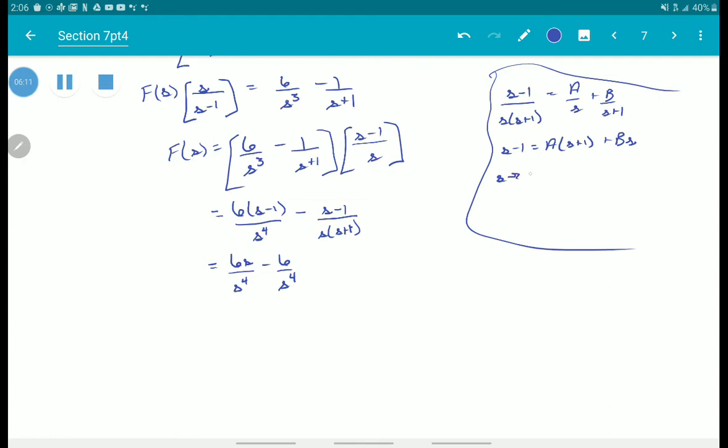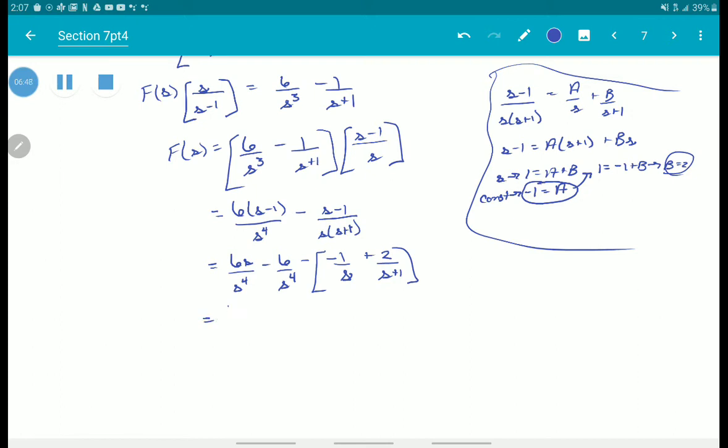So coefficients of s, 1 is equal to A plus B. Constants, -1 is equal to A. So if -1 is A, and we sub that in here, 1 equals -1 plus B, then that means B has to be equal to 2. So we split the numerator for the first one. Now let's sub this in. So we have -1 over s plus 2 over s plus 1.